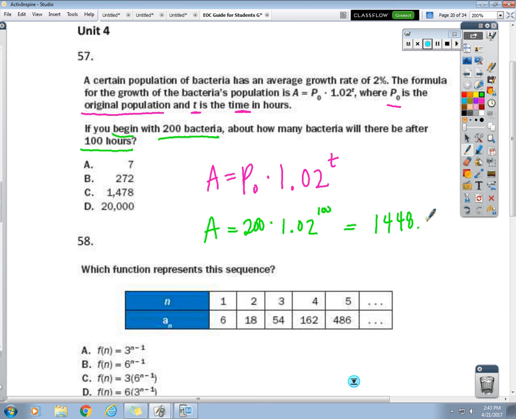So this was like a typo, but wouldn't you just use your common sense and circle this one? Okay, yeah, it was a typo. I think it was supposed to say 1449 because they rounded up. Okay, number 58.